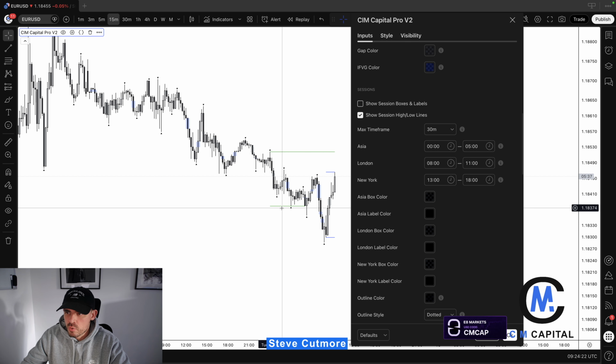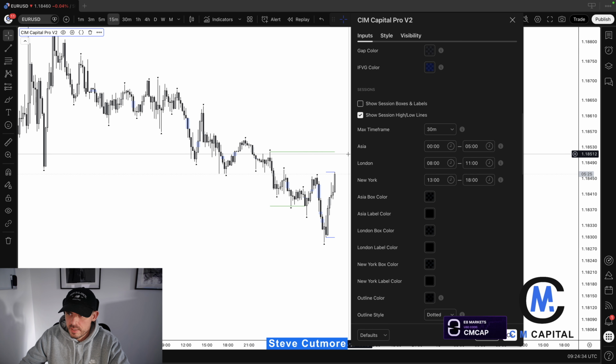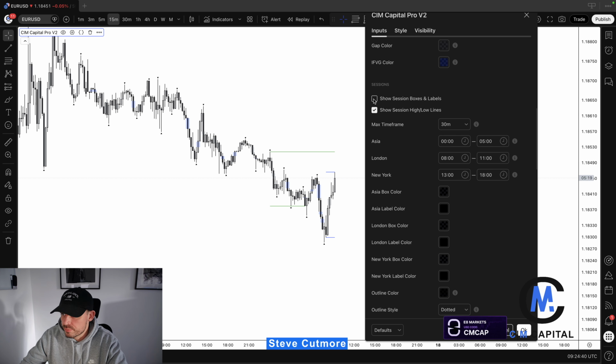But it will cut off once they get broken as well, so it helps just with the cleanliness of the charts. So once Asia low, like you see, Asia low has been swept, it's now stopped producing that Asia low. Asia highs is still intact, so it's still going to print across the chart. But yeah, it's a very simple indicator, this one, these sessions.